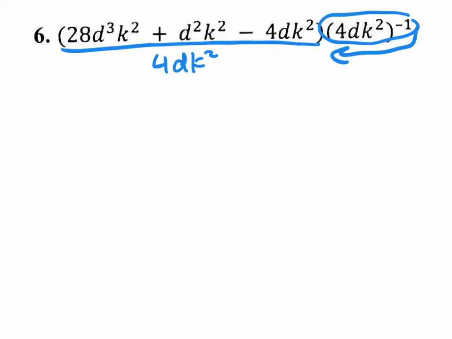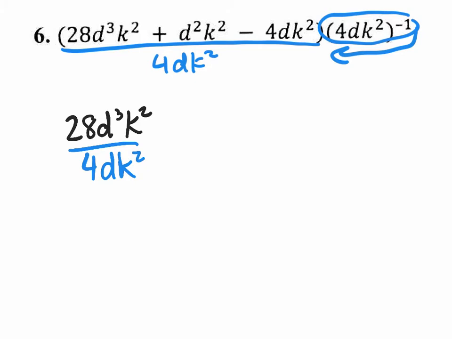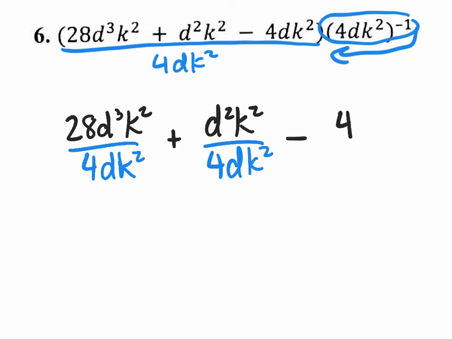So when you're dividing by a monomial, you could take that monomial and place it underneath each term of the polynomial that you're dividing. So what are we going to set up? We're going to set up 28 d to the third k squared divided by what? 4dk squared. And then the next term is going to be plus d squared k squared divided by what? 4dk squared. And then the last one minus, and we have 4dk squared divided by what?